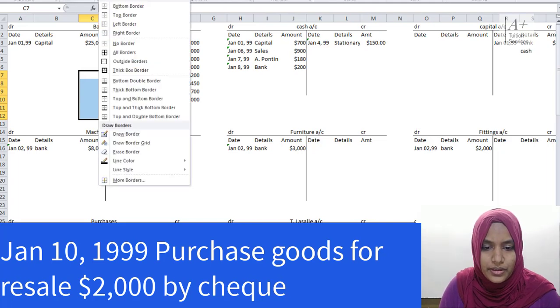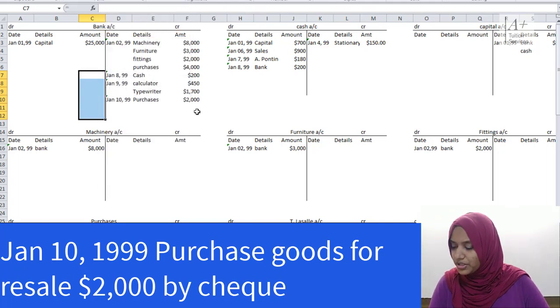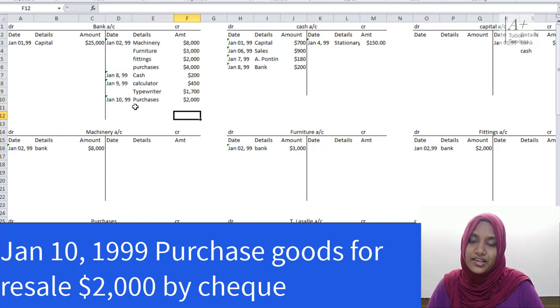Right. So we covered that. So purchase good for resale $2,000 by check. We usually use the purchase account debited, and the check account is basically the bank account, and that is credited. Okay, so we credited $2,000 in the bank account.